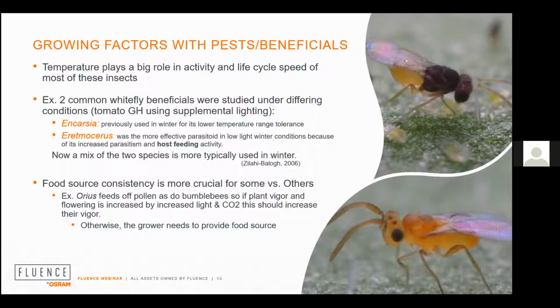And this was in a tomato greenhouse with supplemental light. What they noticed was that Incarcia, which has been used widely in winter because of its low temperature tolerance, actually wasn't performing as well as Aretinoceras, which previously wasn't used as much. But it actually does work well under these same conditions because it can parasitize and it can host feed. And so it was getting much better treatment of these pests because of those reasons.